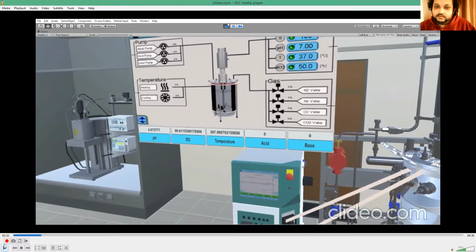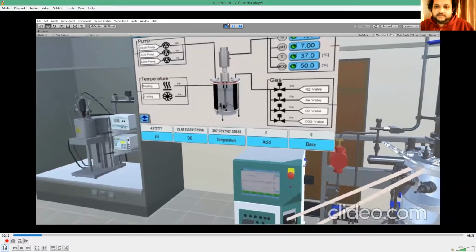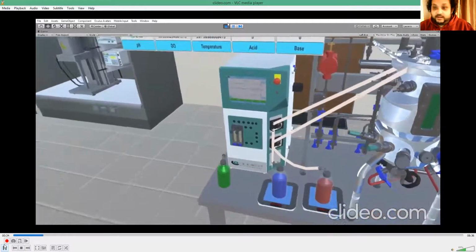Now, when simulation-based training is concerned, currently there are mainly two technologies. One is virtual reality training, which you are seeing here right now, where people usually train for procedural tasks where the trainee has to do something with their own hands. For instance, setting up the virtual bioreactor.